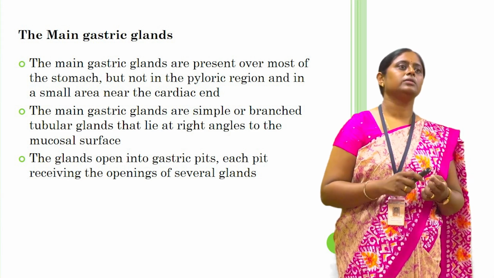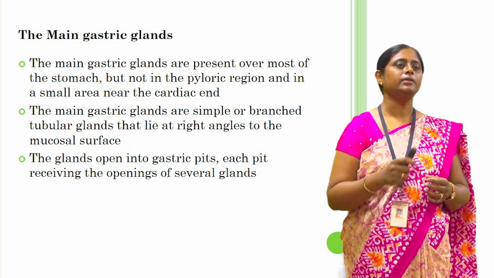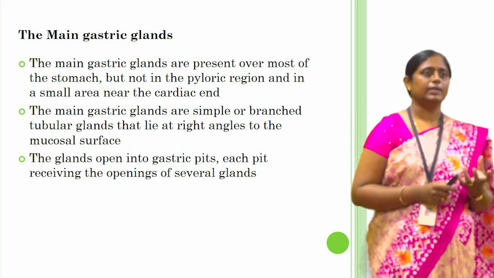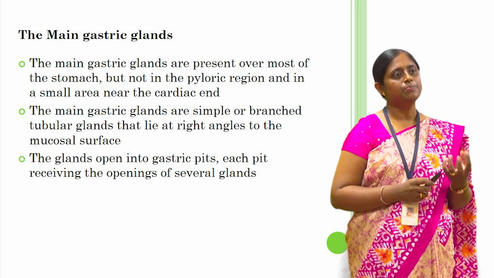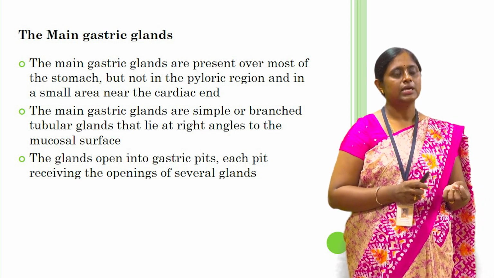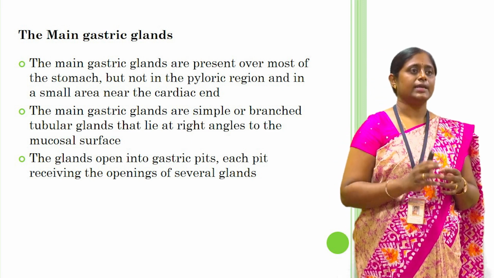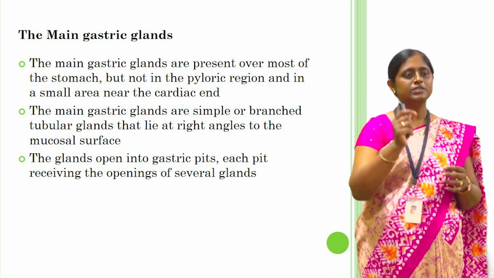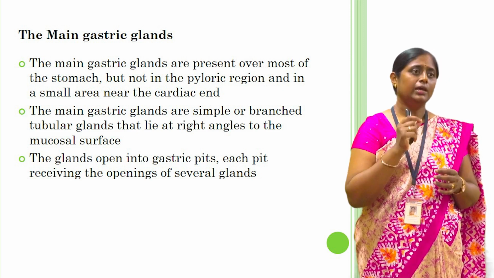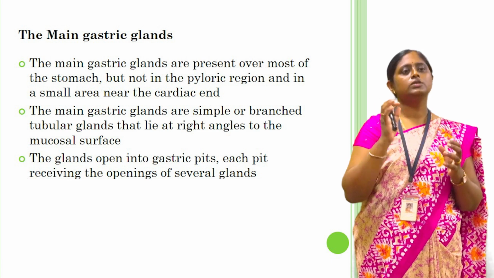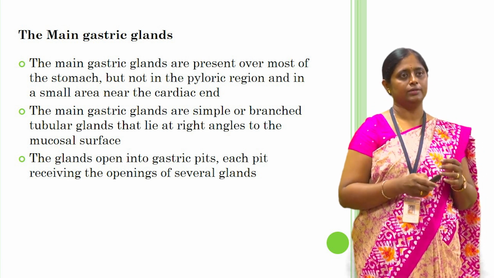Then comes the main gastric glands. The main gastric glands are present over most of the stomach. These main gastric glands are mainly made up of simple or branched tubular glands which lie at right angle to the mucosal surface. These gastric glands are present near the tip of the gastric pits. Each pit receives the openings of many gastric glands together.